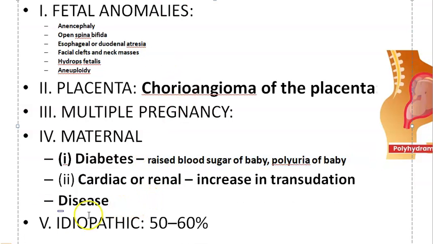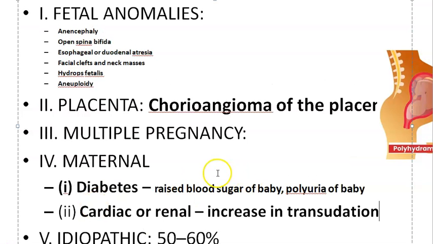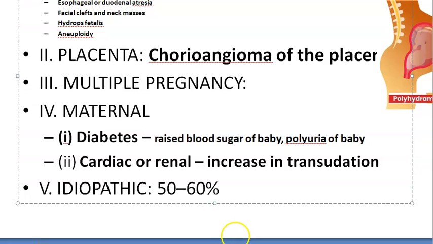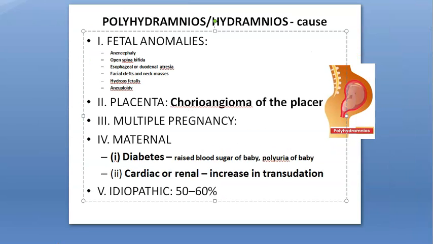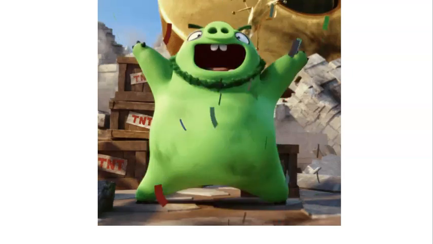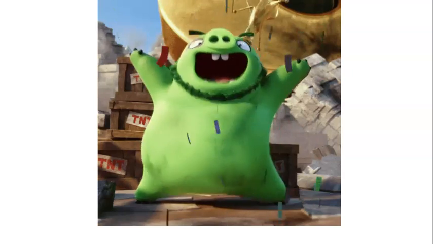Now coming to what else? That's it. For maternal, only two things they have given. And then finally, you always write one: idiopathic. Do not forget. Idiopathic can be there. You do not know the cause, and these people will have polyhydramnios. Yay, people, you have completed the causes of polyhydramnios.